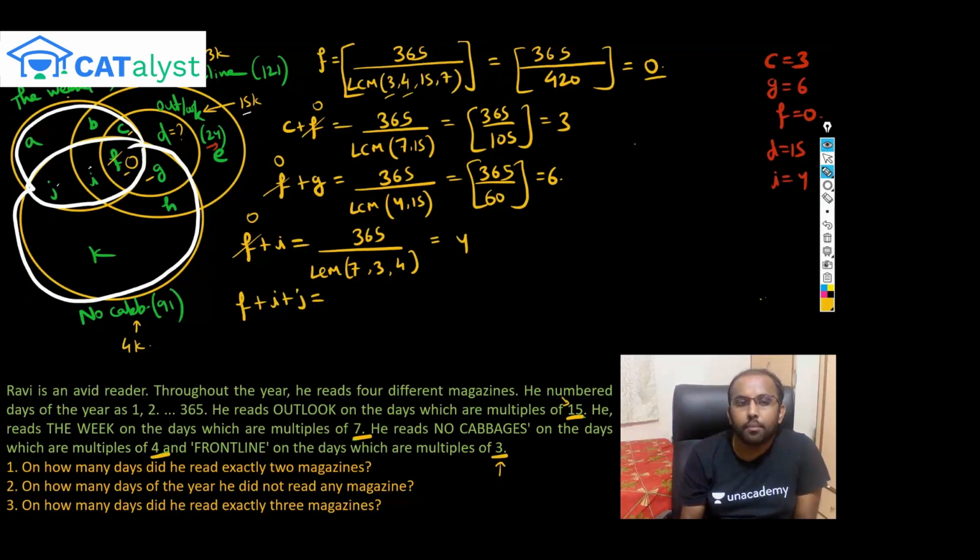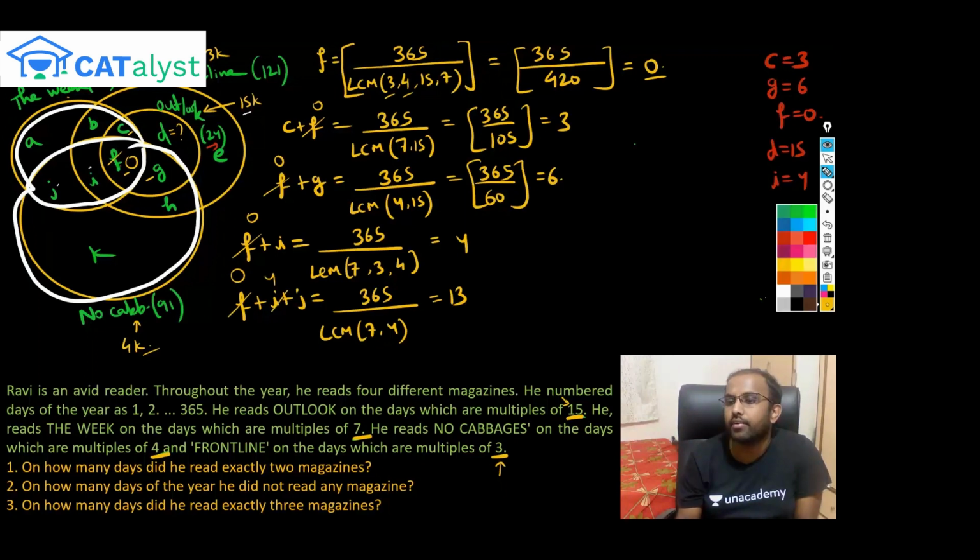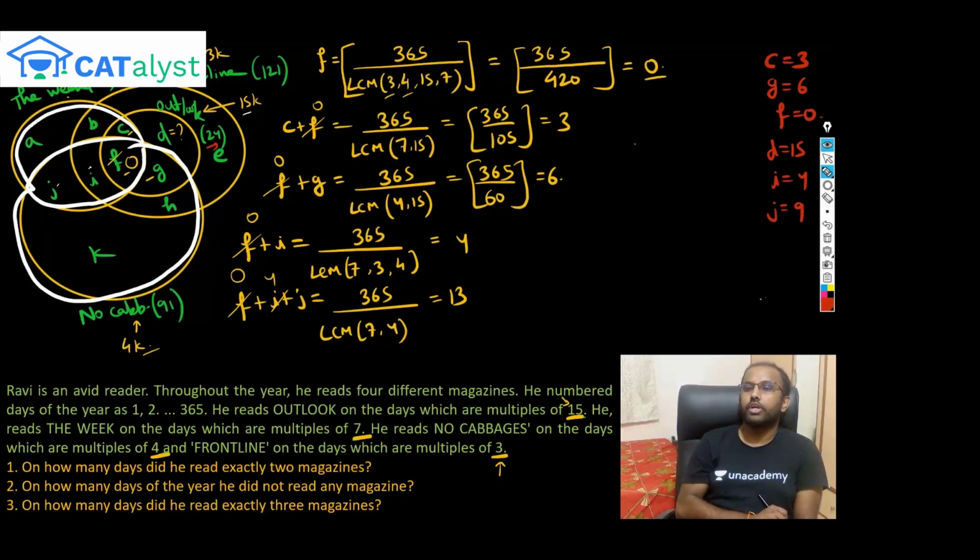So f plus I plus j, its weak is 7 multiple and no cavity is 4 multiple. So 365 upon LCM of 7 and 4. That is how much, guys? 28, right? That will be 13. So once it is 13, it means that f was 0, I was 4, so j is 9, right? So now I got j as basically 9. So we also got j as 9 here.